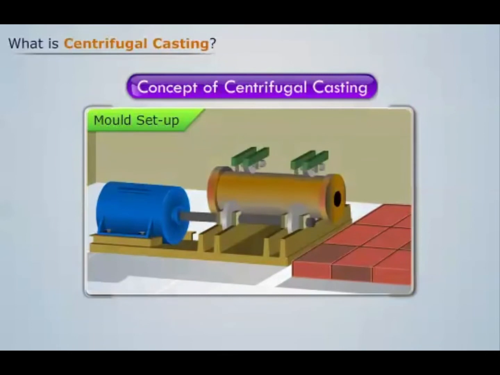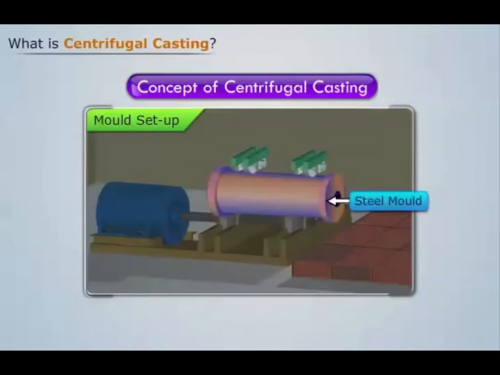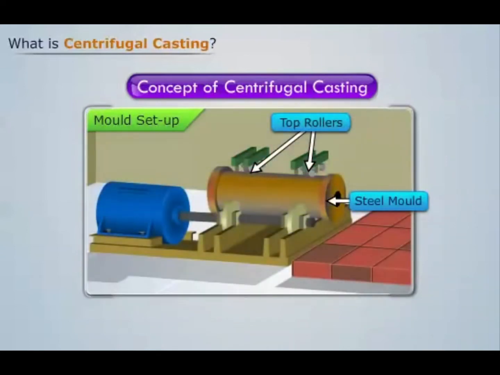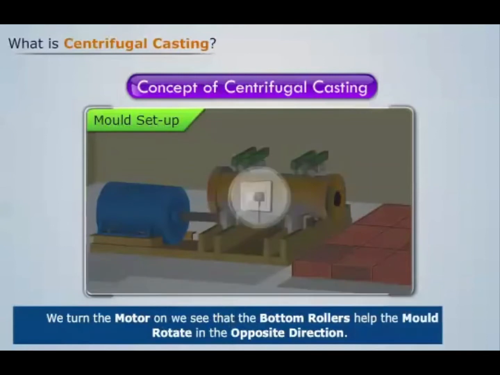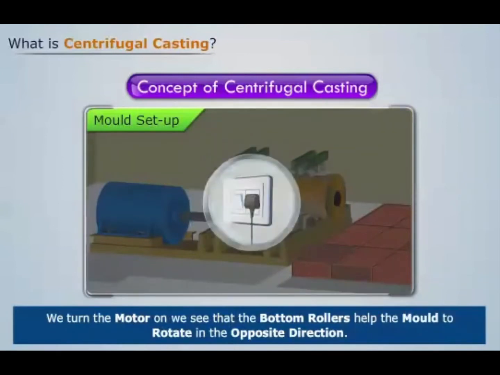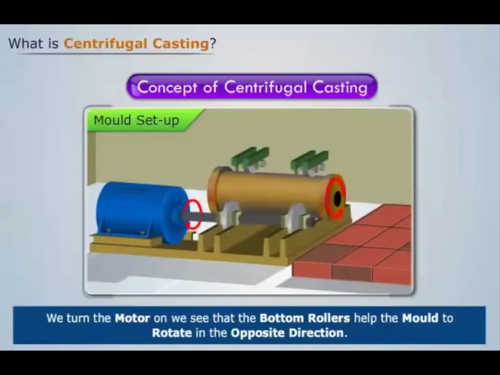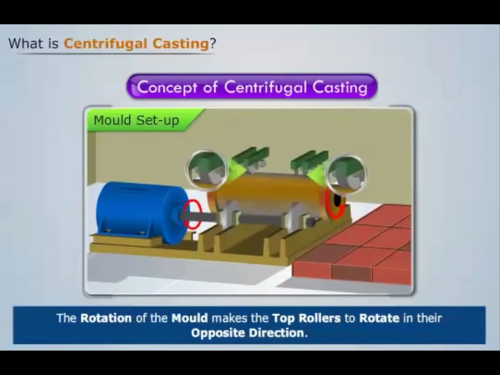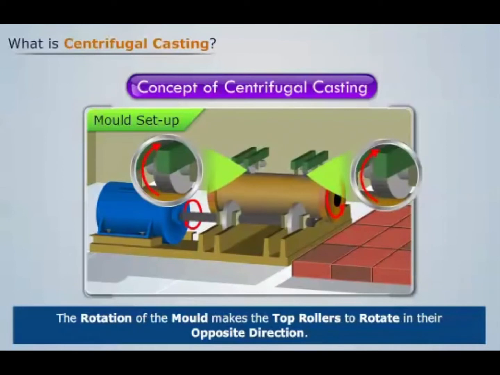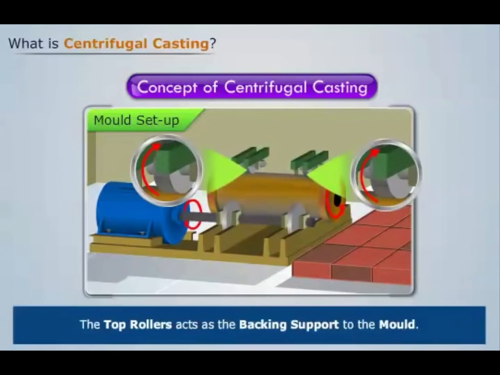As we can see, the setup consists of a steel mold attached to two top rollers and two bottom rollers. The bottom rollers are connected to a motor via shaft. Now when we turn the motor on, we see that the bottom rollers help the mold to rotate in the opposite direction. The rotation of the mold makes the top rollers rotate in their opposite direction. Here the top rollers act as the backing support to the mold.